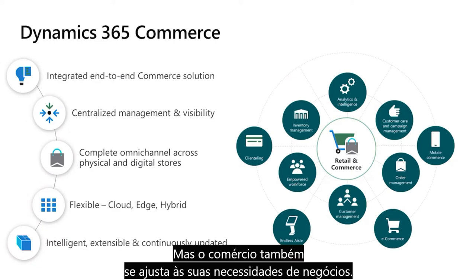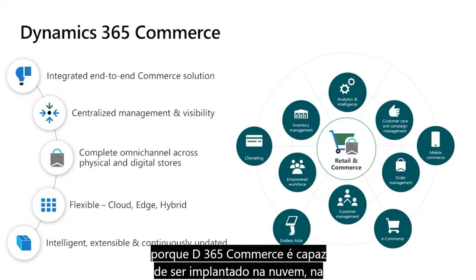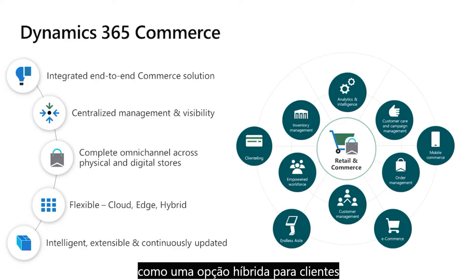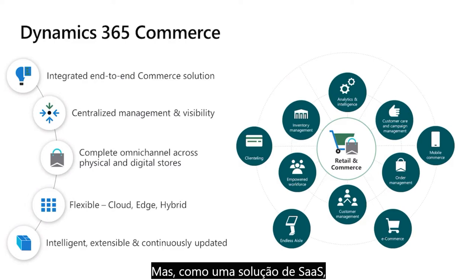But commerce also adjusts to your business needs. There are flexible deployment options because D365 Commerce is able to deploy in the cloud, on-premise, or as a hybrid option for customers in remote locations. And we'll talk a little bit more about those cloud options later on in Module 7. But as a SaaS solution, it's infused with intelligence that extends to your business needs and it's always up to date, which is helping you drive innovation to improve productivity, operations, and your business outcomes.